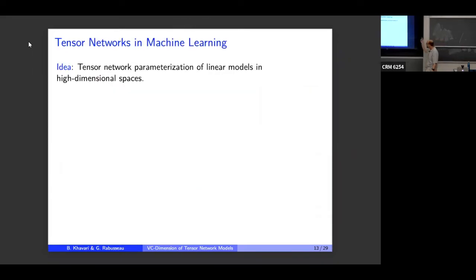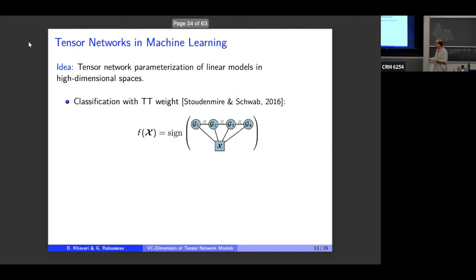So now, tensor networks. The idea of tensor networks in machine learning is the same as in physics. In quantum physics, people use tensor networks to efficiently represent very high dimensional objects, like the wave function of a system with n particles, basically a vector of size 2 to the n. So we use tensor networks to parameterize these wave functions in such a way that we can manipulate them efficiently. So here in machine learning, it's the same idea.